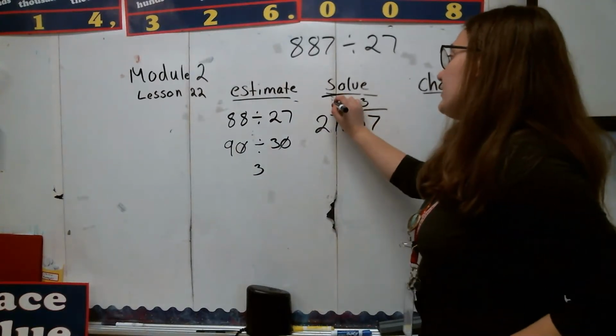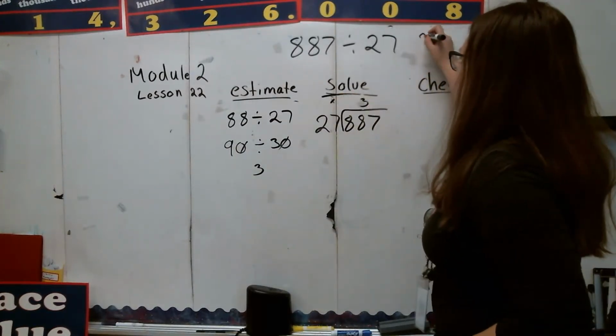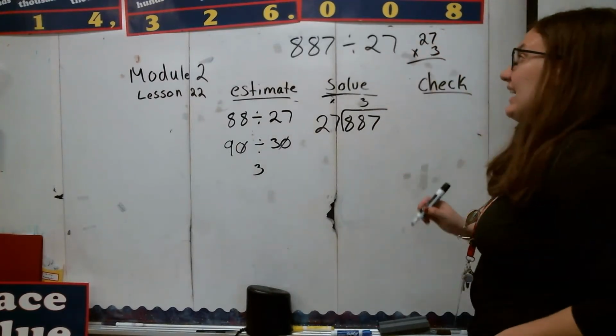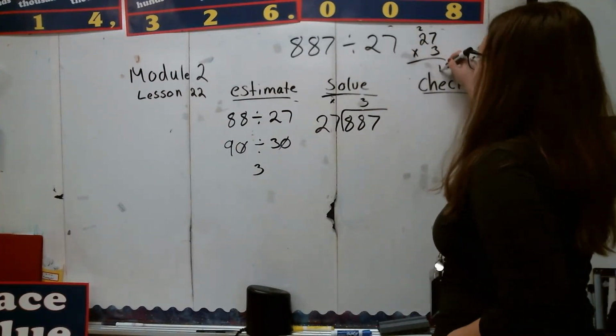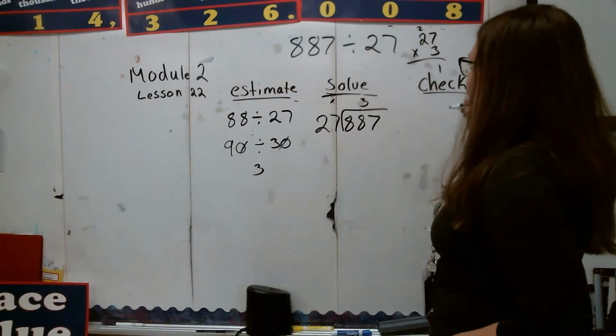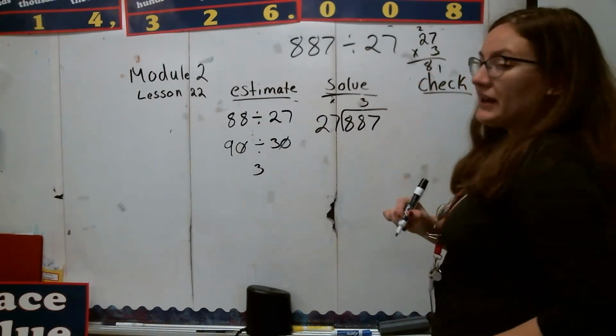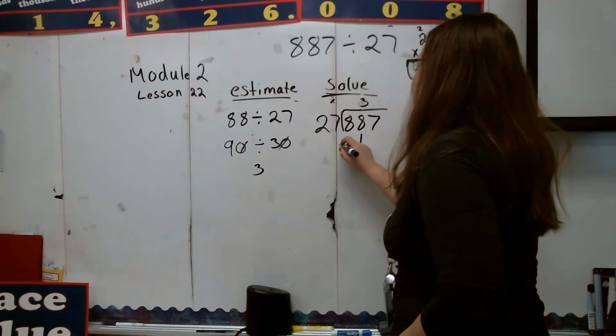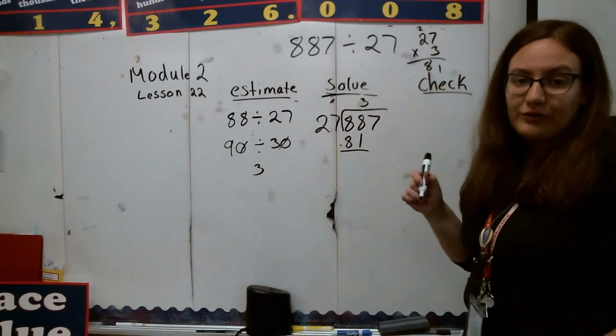So I'm going to solve for 27 times 3 off to the side, and see if that does actually fit into 88. So I do 7 times 3, which is 21, 2 times 3, which is 6, and 6 plus 2, which is 8, which gives me 81, which is great because 81 is as close as I'm going to get to 88 without going over.